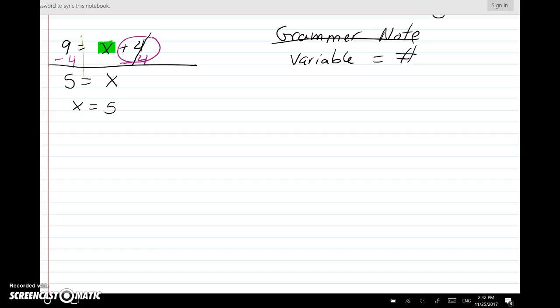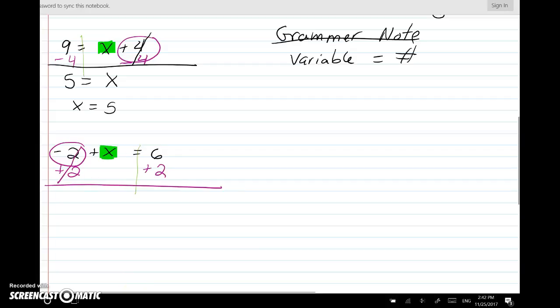Let's look at another problem. Look at negative 2 plus x equals 6. Well, again, I have to get my variable by itself. I'm going to draw my line. Now, what is the opposite? What do I do to negative 2 to get it to be 0? Well, I add 2. Plus 2, what I do to one side, I do to the other. My 2's equal 0. I get x equals 8.